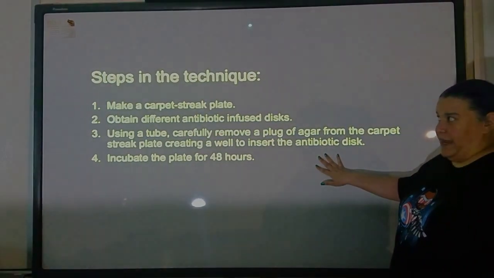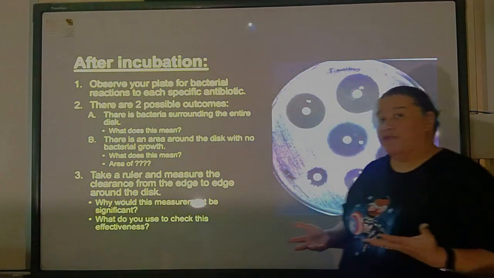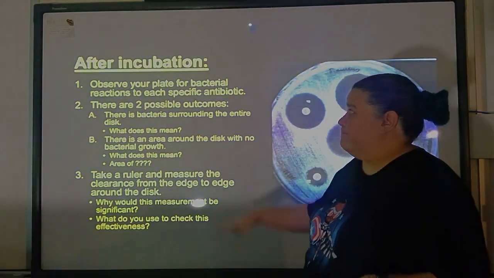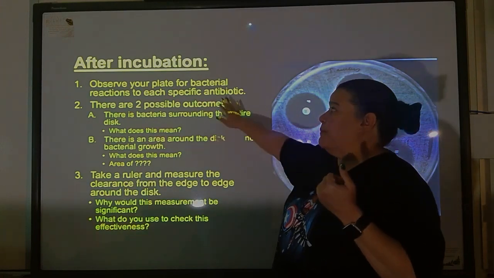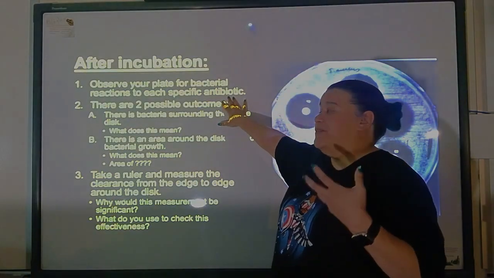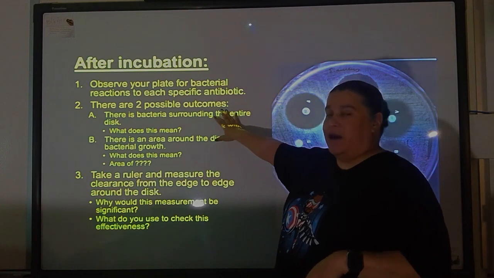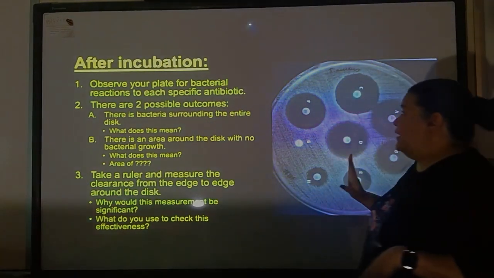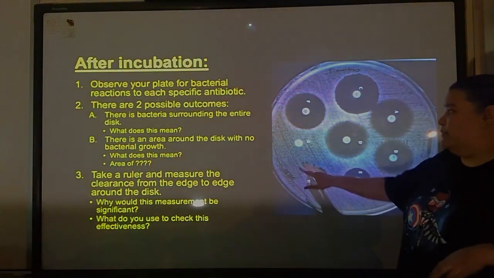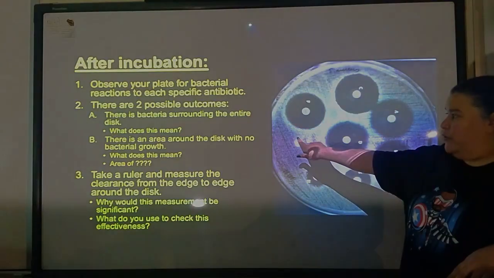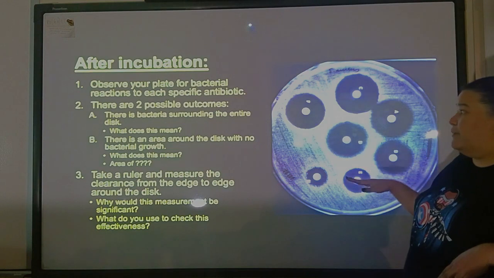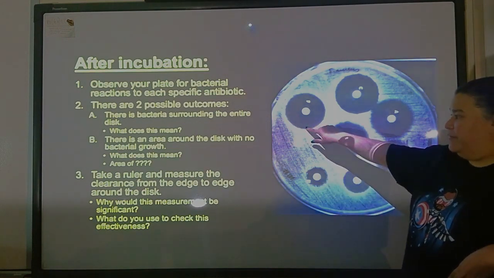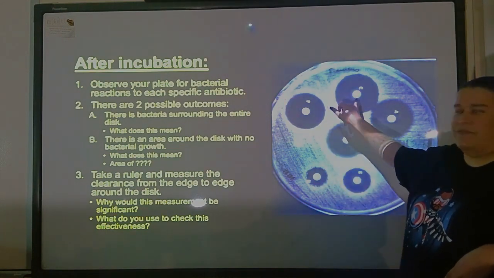After 48 hours of incubation, you're going to again take your plate out and observe the bacterial reactions to each specific antibiotic. There are two possible outcomes here, and you can actually see two really good examples of this. G, where there's no clearance at all, and then you can see that pretty much everybody else has some type of area of clearance, but the sizes can vary.